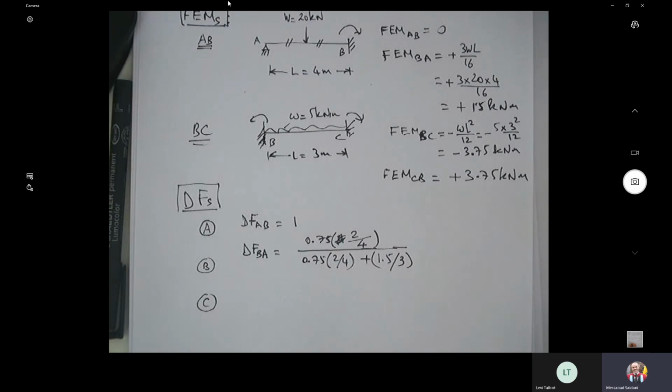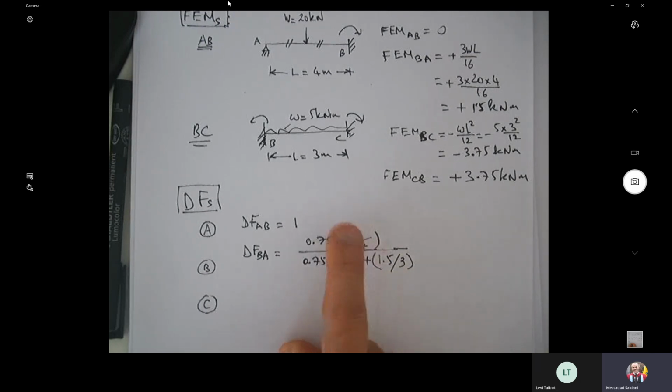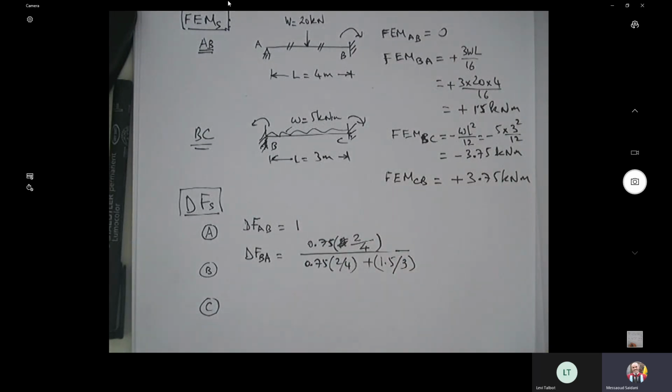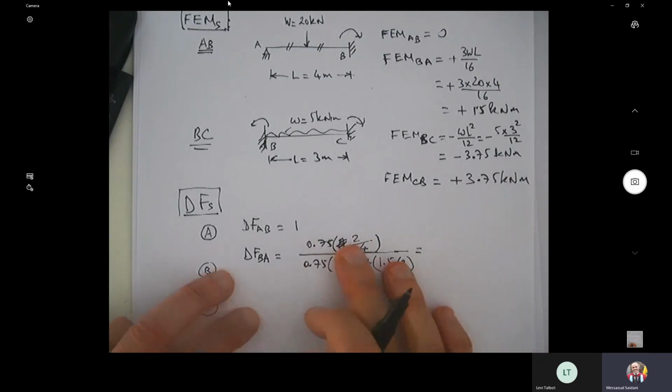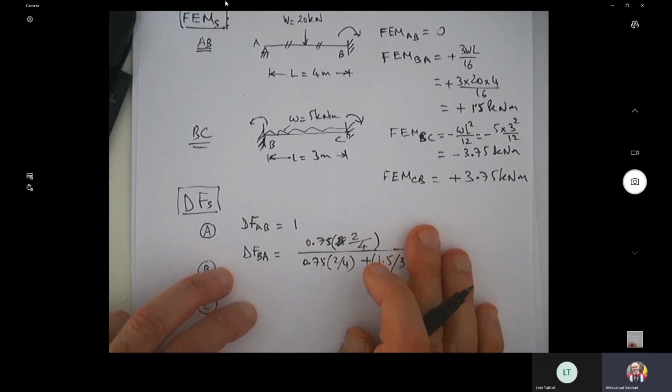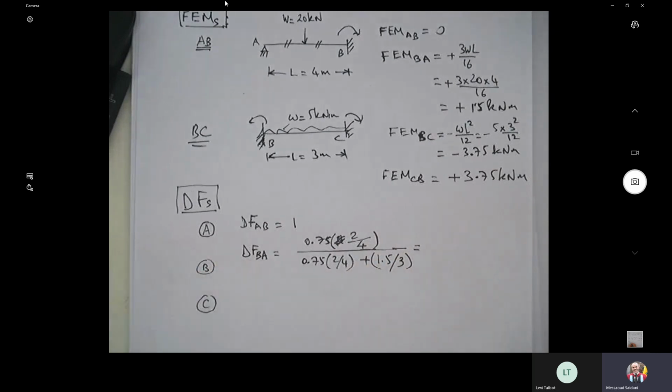You can forget about the EI because it will cancel. So you take the 2EI over 4, 1.5EI over 3, 2EI over 4. Obviously, the EI will cancel, so you just ignore it. If you can work this out for me, please. 0.75. I don't know, you just work it out. I made up this example completely now. What was it? 0.43. Thank you.